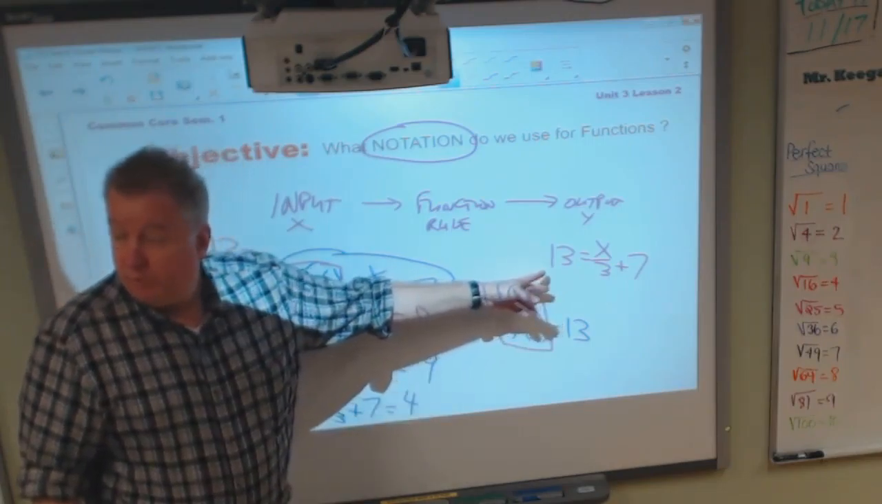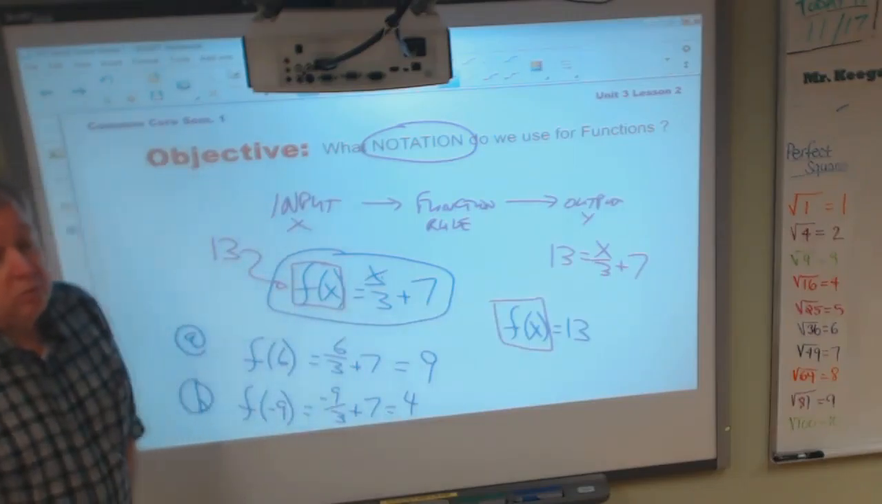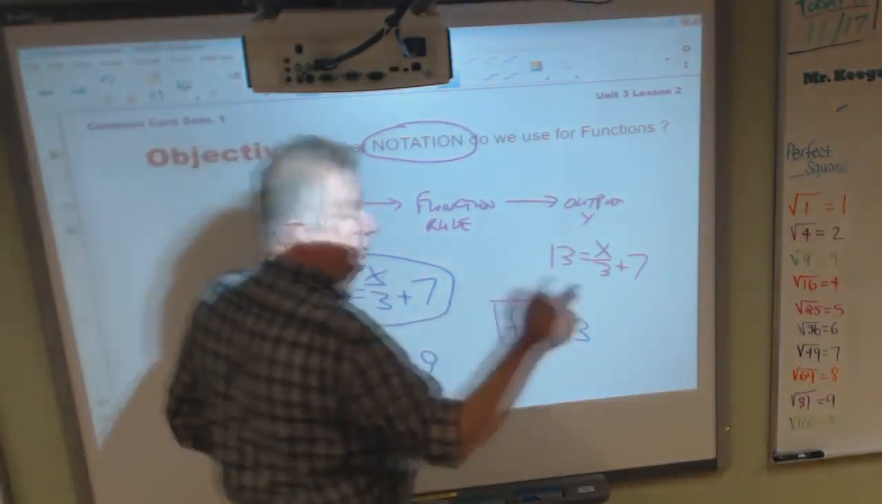Come on. 13 divided by 3? Nope. Oh, wait, you said x by itself? We want to get the x by itself. What's the first thing we do? Subtract 7 on both sides.